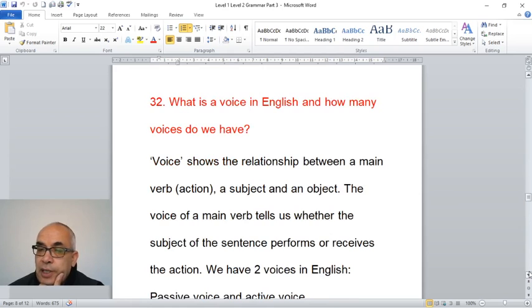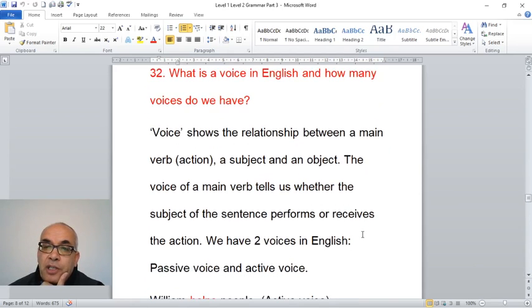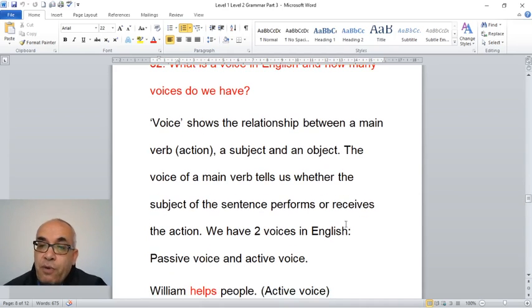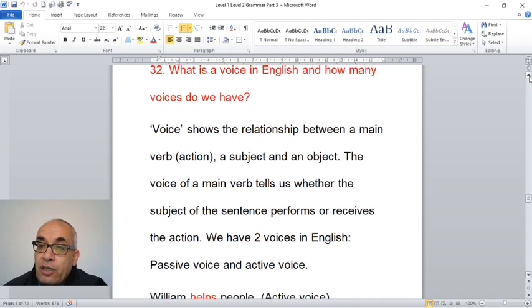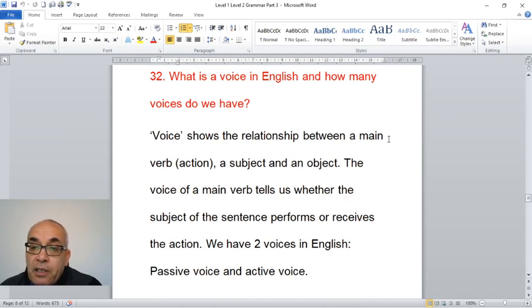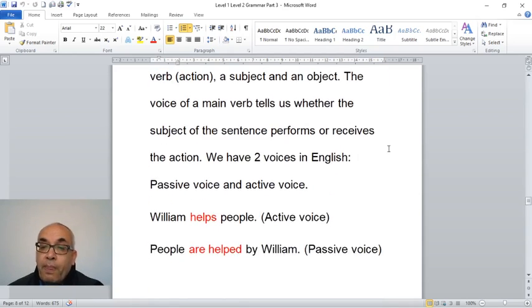What is a voice in English, and how many voices do we have? Voice shows the relationship between a main verb, a subject, and an object. I will give you an example and explain. The voice of a main verb tells us whether the subject of the sentence performs or receives the action. And we have two voices in English, passive voice and active voice.